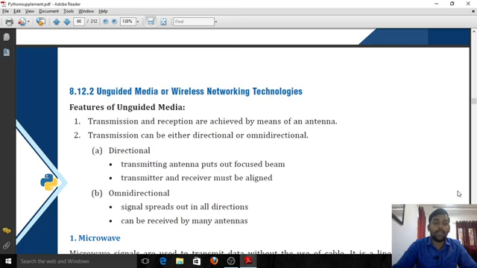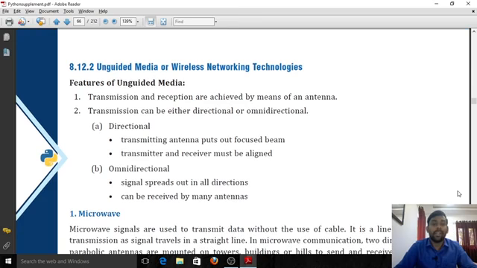We have seen twisted pair, coaxial, and fiber optic. Then unguided media, or wireless networking technologies, and features of unguided media. Transmission and reception are achieved by means of an antenna. There will definitely be an antenna, acting as a transmitter and a receiver. It can be either directional or omnidirectional. Directional means the transmitting antenna puts out a focused beam. Transmitter and receiver must be aligned properly.